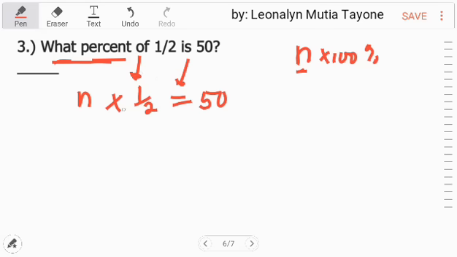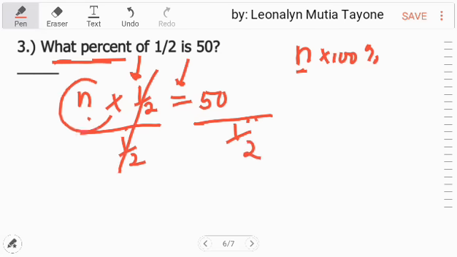Itong 1/2, kasi multiplication siya, i-divide natin sa kabila. In other words, para sa nagtatanong kung bakit i-divide sa kabila, kung multiplication siya dito, pag ma-transfer na siya sa kabila, ay maging division. Bakit? Kasi, nag-divide tayo ng 1/2 dito. Bali, dinivide natin ang 1/2 to both sides para ma-cancel out siya diyan at ma-isolate si n diyan. So, nandito na siya sa kabila. So, ang equation natin ngayon ay magiging n equals 50 divided by 1/2.